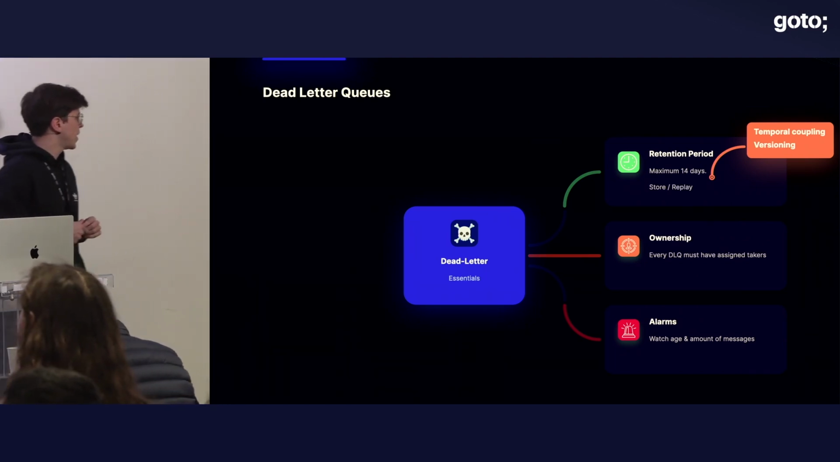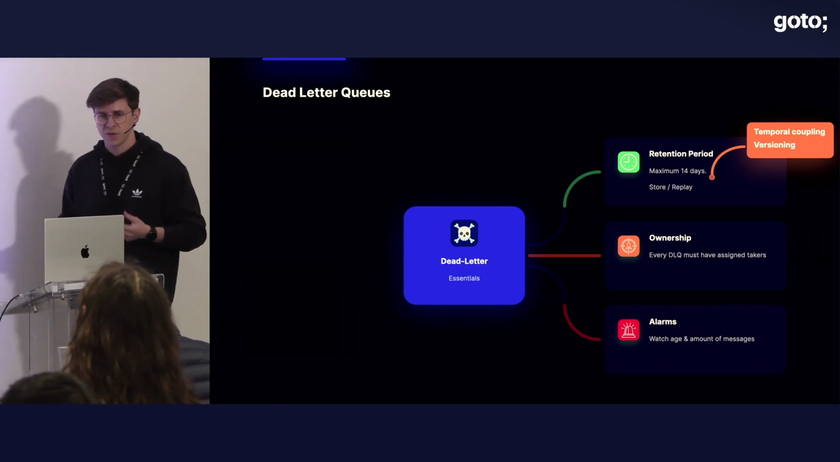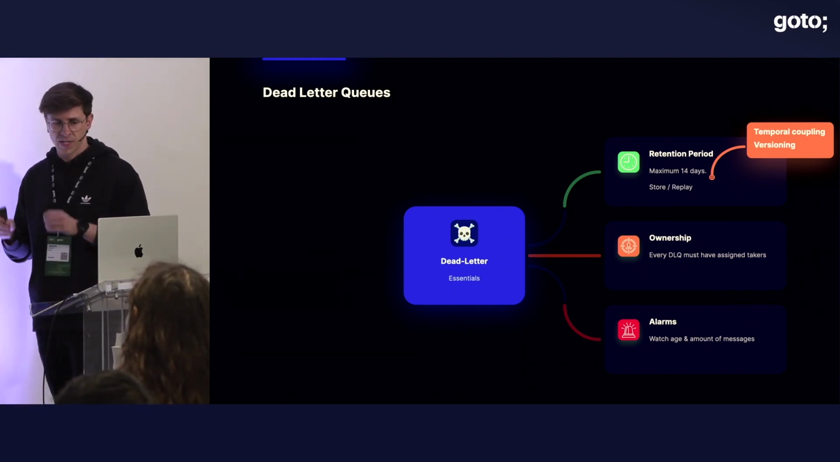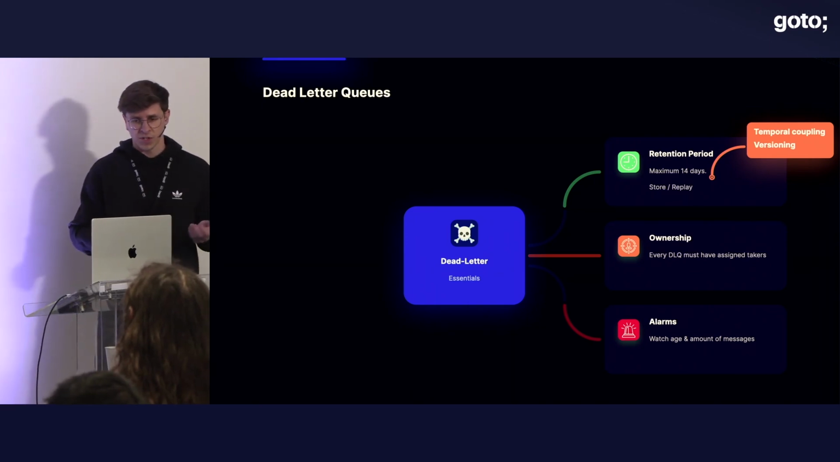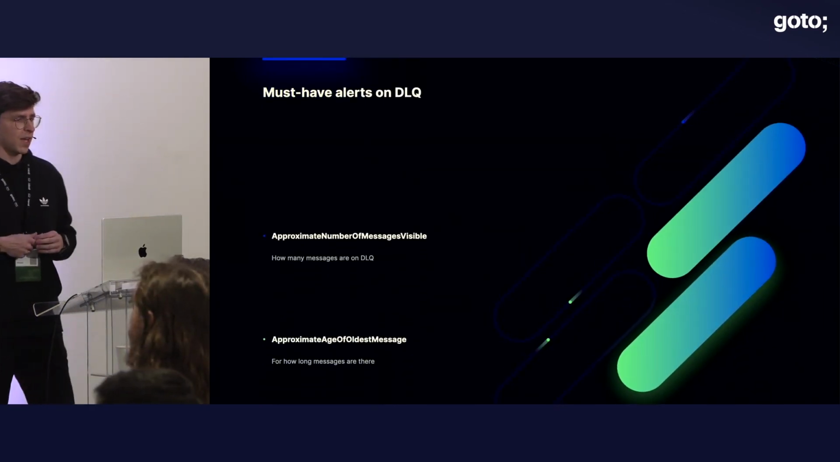Every dead letter queue must have an owner. Someone has to pick up those messages, and someone has to be responsible for it. It might be a department, a team, a person, whatever, but some entity has to be responsible for it. And also, it's important to have alerts on it.